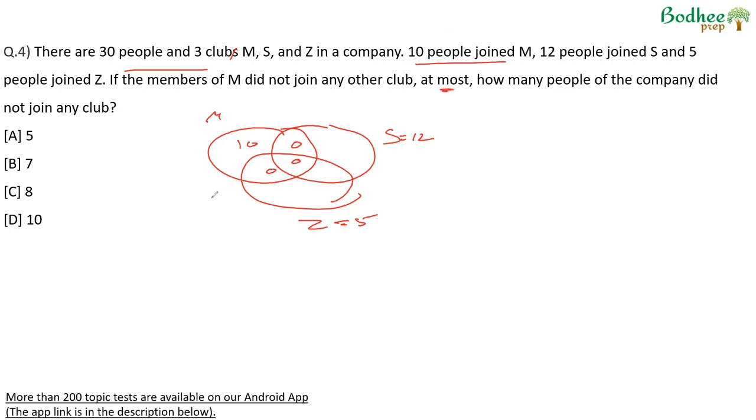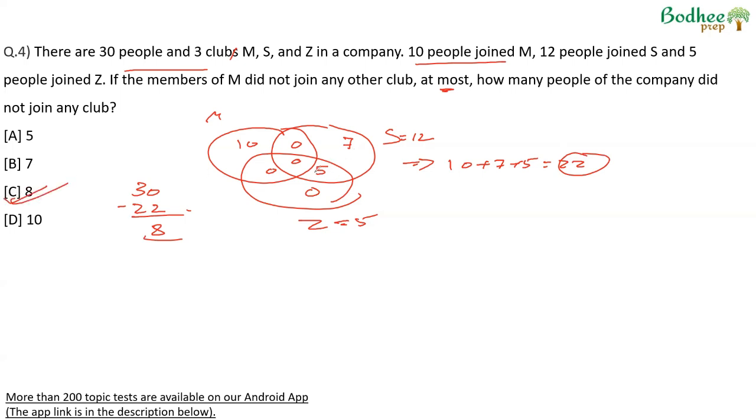We want to find how many people of the company did not join a club, at most. We want to maximize the number of people who are outside this Venn diagram and have not joined any club. So what we do is we make this overlap maximum. We put 5 people here, so this becomes 0, this becomes 7. So the total number of people who have joined clubs is 10 plus 7 plus 5, which is 22. This is the minimum number of people who will have to join clubs for the numbers to be there. And therefore, the number of people who have not joined clubs will be 30 minus 22, which is 8.